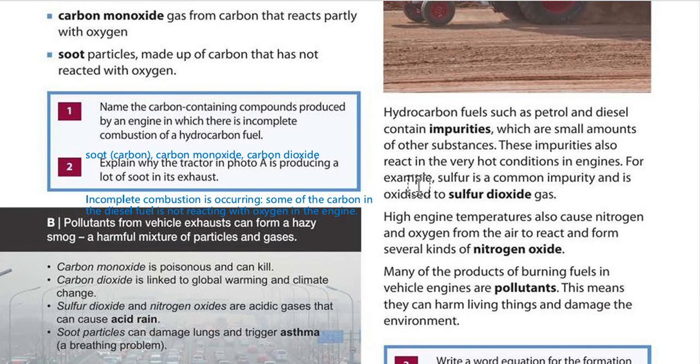High engine temperatures also cause nitrogen and oxygen from the air to react and form several kinds of nitrogen oxide. That's why we write it as NOx. Remember? I told you we are writing like this, because there can be many types of oxides. Next one is, many of the products of burning fuels in vehicle engines are pollutants. Most of the products are pollutants. This means they can harm living things and damage the environment.